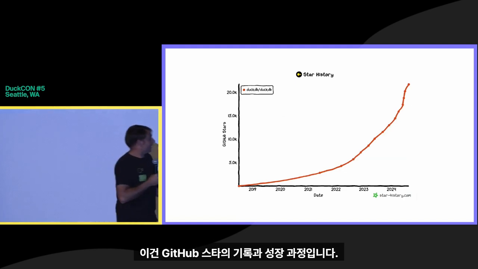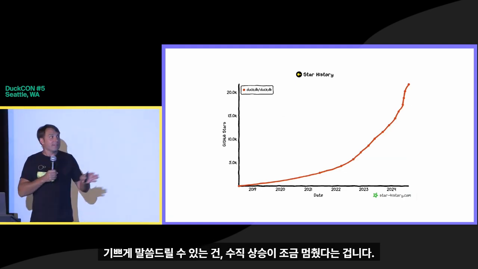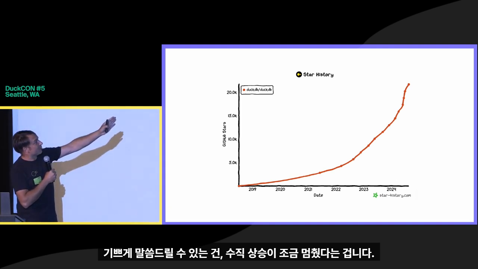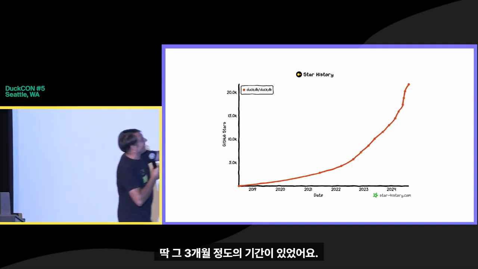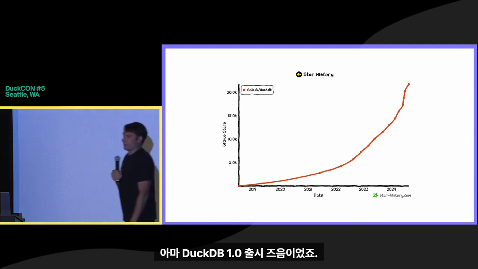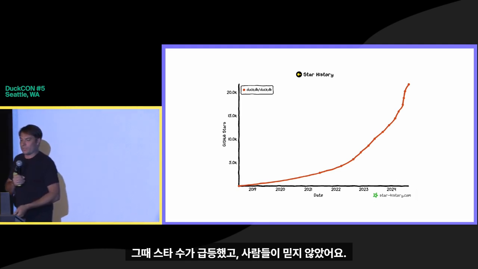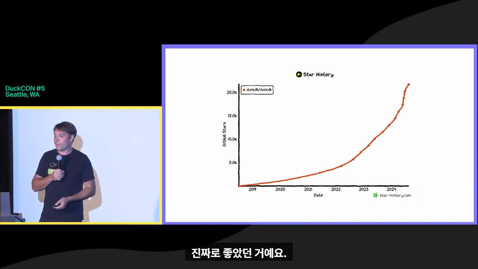This is the development of GitHub stars. I'm happy to report that the verticalness has stopped a little bit, because it was getting a bit too ridiculous. There was this 3-month period, around the DuckDB 1.0 release, where it just went straight up, and nobody believed us. They said, you're buying stars. We are not, swear to God.